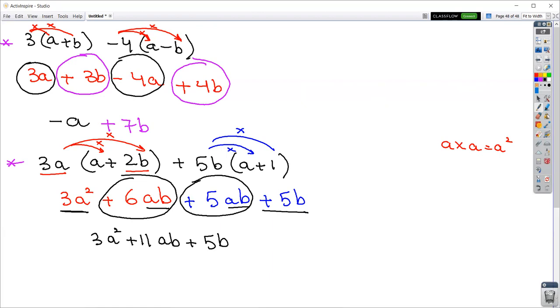So here, this is what we have done, the collecting like terms. We began with the simple examples and then we continued with the ones which are harder in terms of having the brackets, to expand the brackets first and then do the collecting like terms.